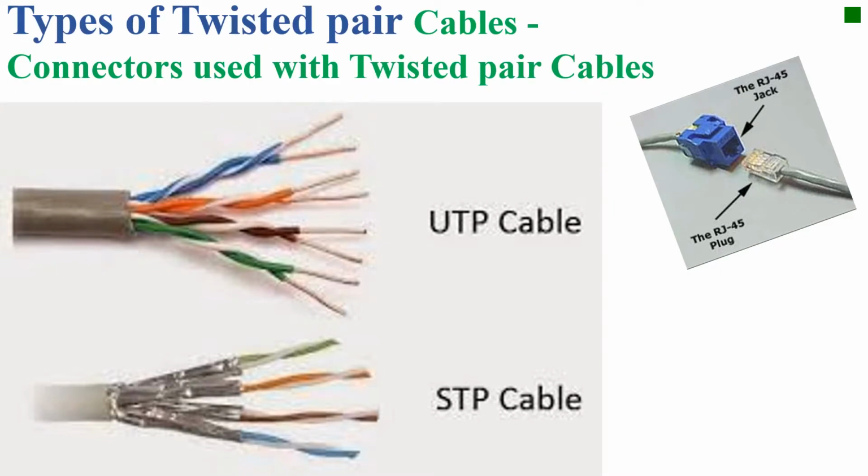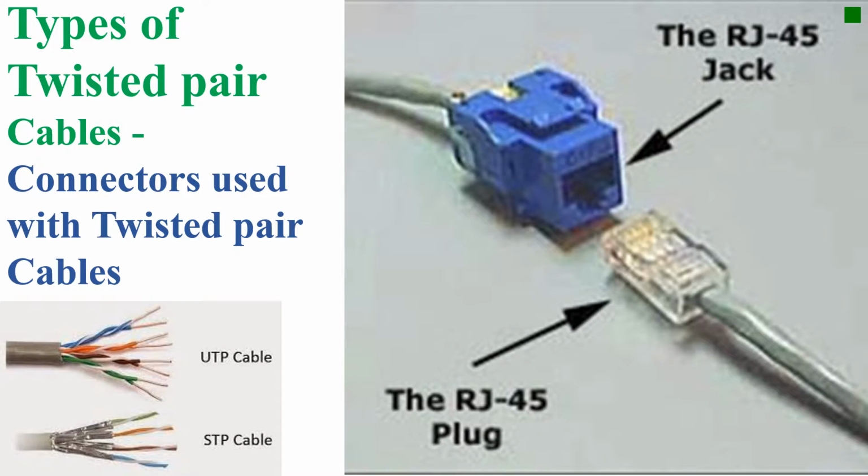UTP cable, unshielded twisted pair cable, and this is shielded twisted pair cable. And this is a clear description of how the cables are in real life. And this is the jack, which is the female, and this is the plug, which is the male.